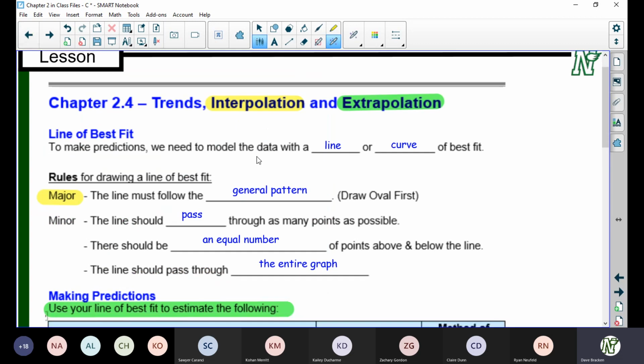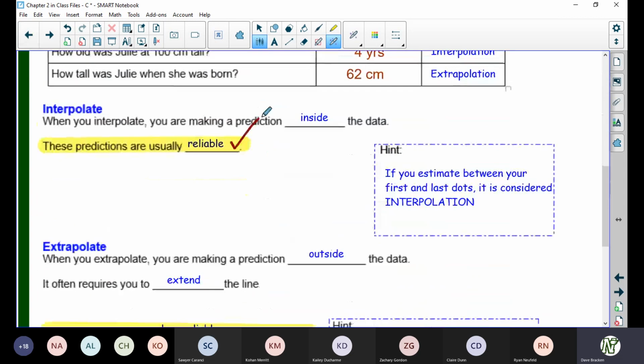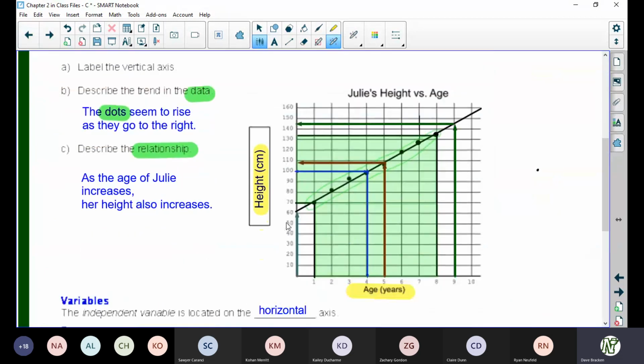Okay. So that's the whole reliability. With interpolation, you can be pretty reliable. Like over here, you can be pretty sure that at 4.5 years old, Julie was somewhere between 100 and 110. You can be pretty sure of any interpolation. But after you get past the last dot, you have to be worried a little bit. You have to take that with a grain of salt.